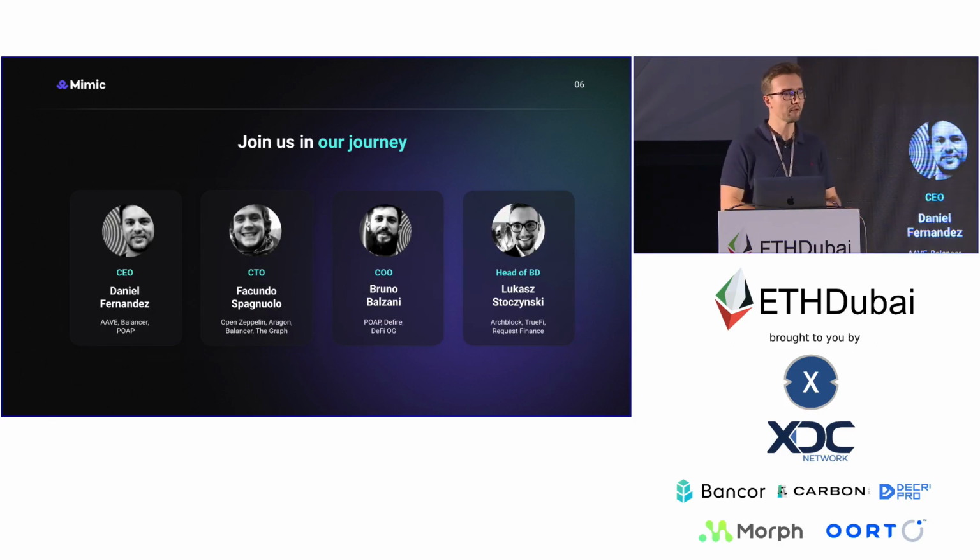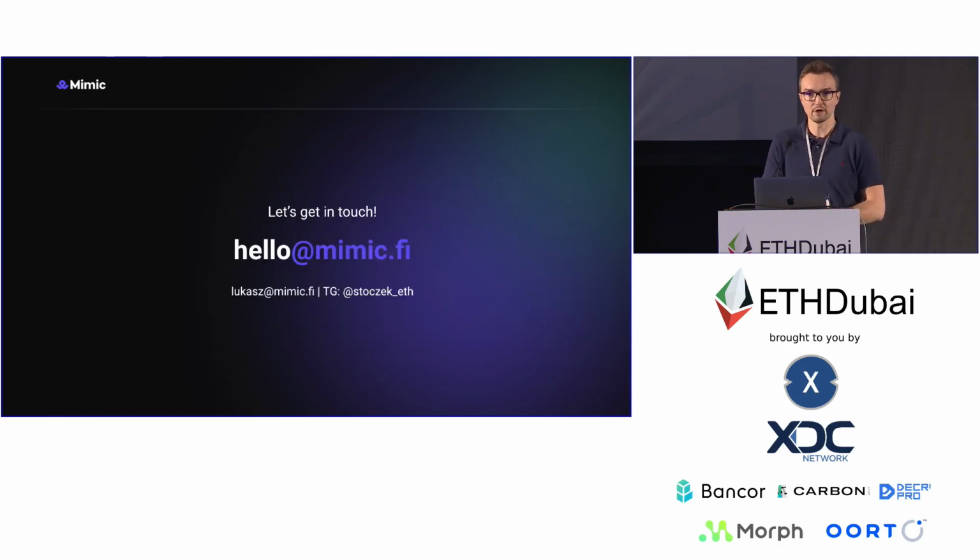So we're a team of 13 at the moment with 10 engineers, and our founders are some DeFi OG engineers with experience in protocols like Aave, Balancer, OpenZeppelin, Aragon, The Graph, and POAP. We have raised a pre-seed round in 2022 from friends and family, and we're currently looking to raise a seed round to help us excel and build the infrastructure to interact with DeFi.